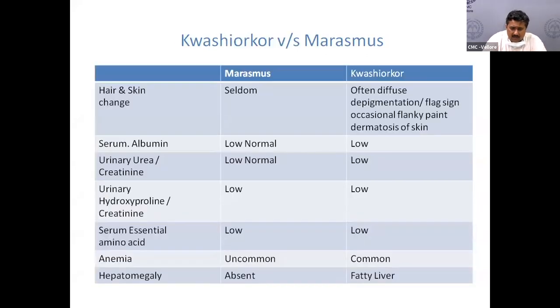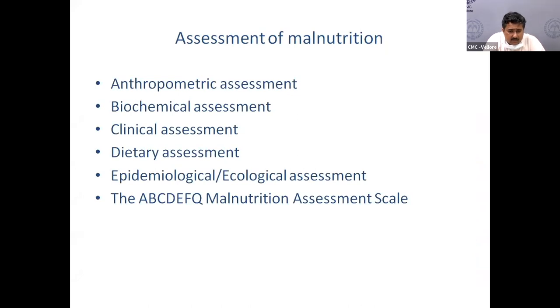So I talked about kwashiorkor and marasmus. Now the cornerstone in malnutrition is assessment, which starts with anthropometric assessment. Multiple variables are there. You can have biochemical, clinical, and dietary assessment. You can have epidemiological tools and ecological assessment. If you integrate these, there are newer scales coming into place as scoring systems, which try to diagnose malnutrition early.